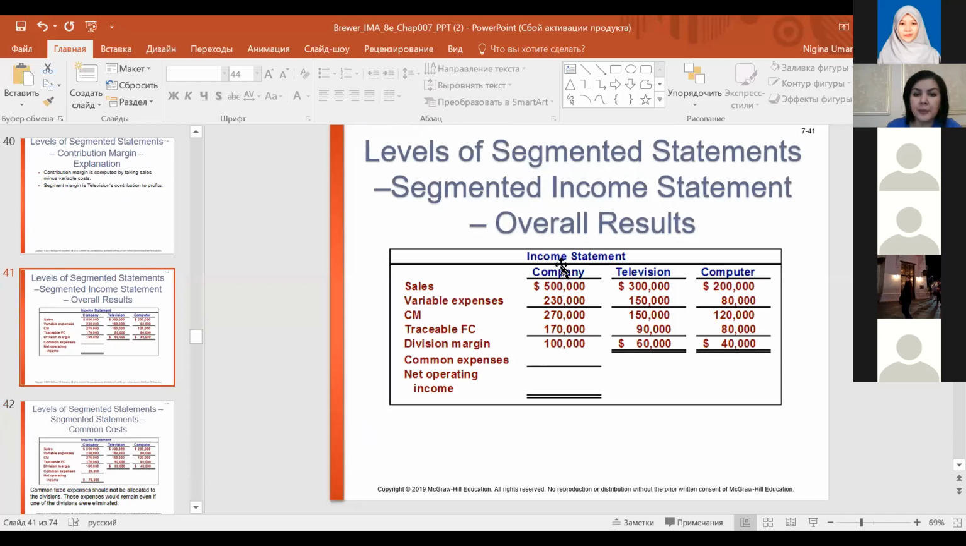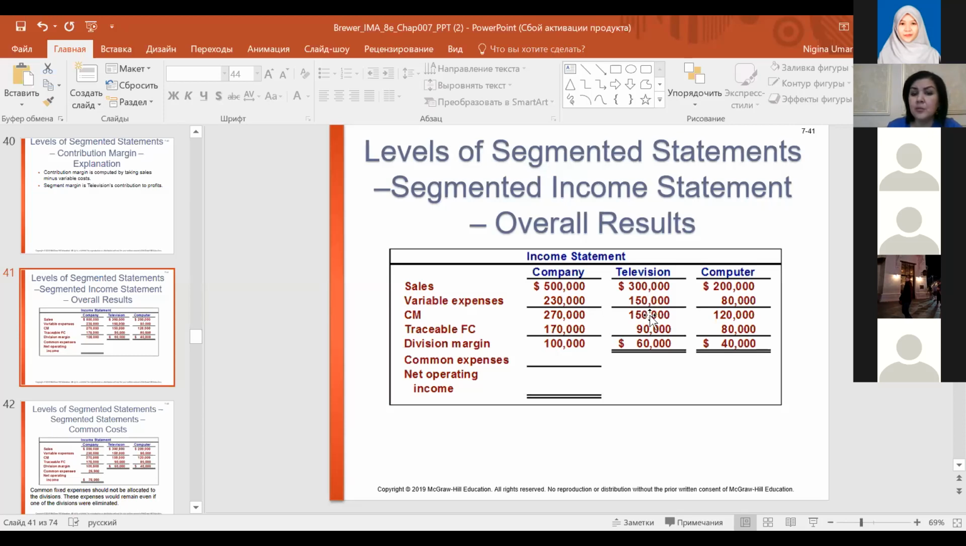So this is the company. It has two divisions, television division and computer division. So how to calculate, this is the income statement for the company as a total. So sales revenue of each division. We add up sales revenue of each division, variable expenses. So television division variable expense plus computer division variable expense. We have for the company total variable expense 230.